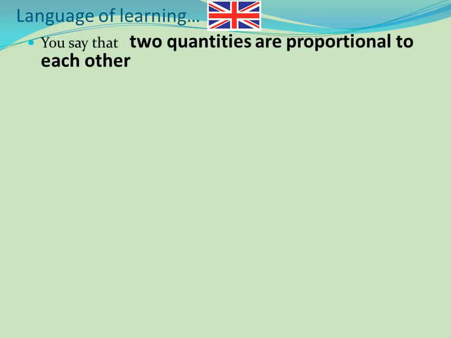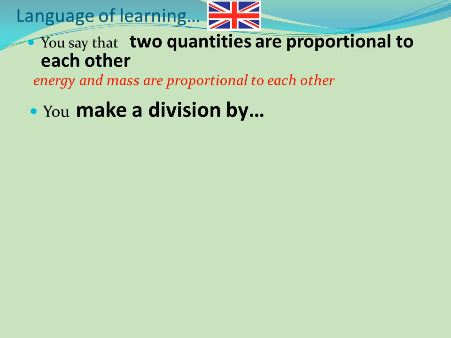You say that 2 quantities are proportional to each other. Energy and mass are proportional to each other. You make a division by... You can't make a division by 0.